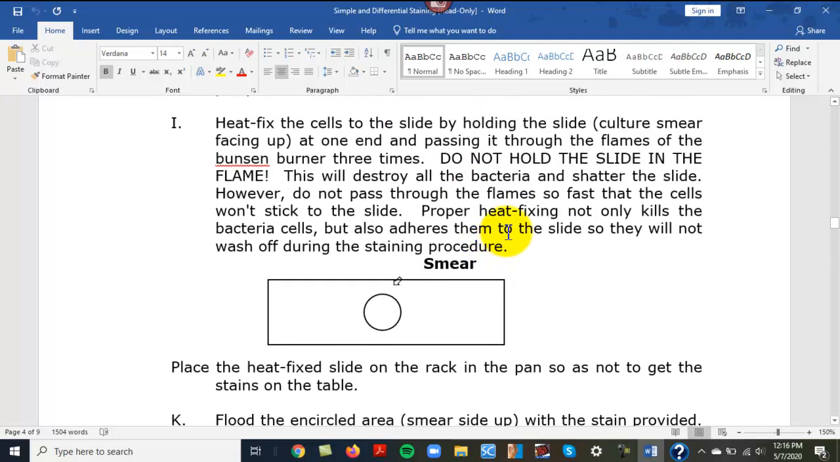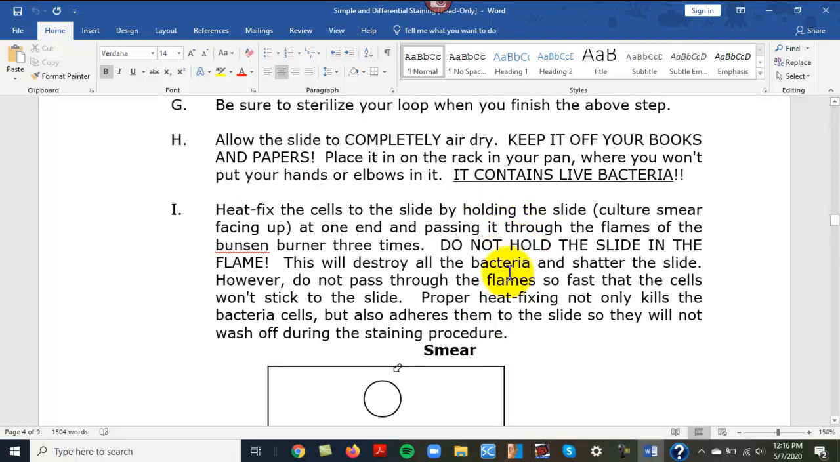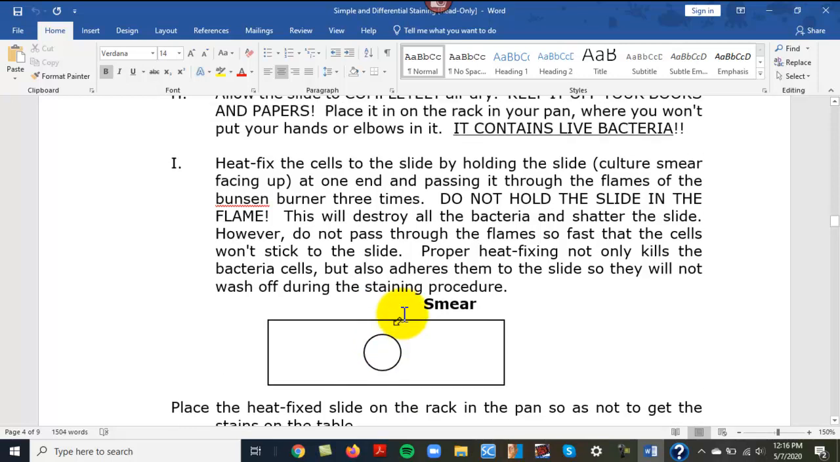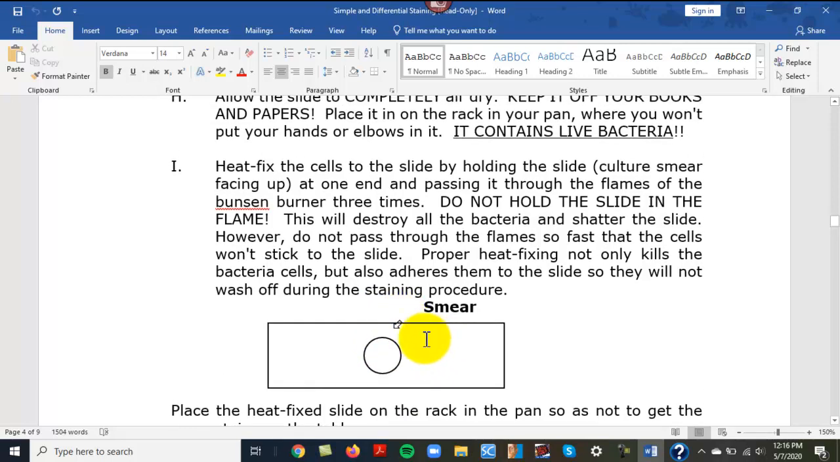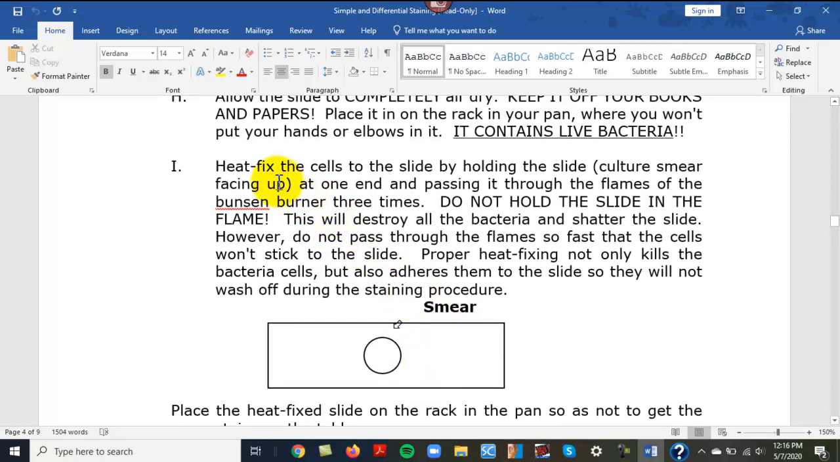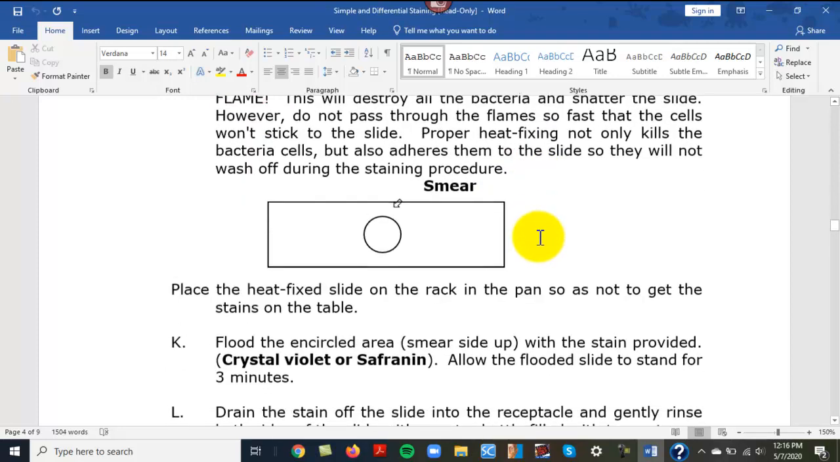By doing that, you would actually take this slide, once it has dried, and there's a video to show you this. Once it's air dried, which takes 10 or 15 minutes, you would then take the slide and gently pass it through the flame in the Bunsen burner. And that does two things. It will kill the cells right here. Not only does it kill the bacteria cells, but it adheres them to the slide so they're not washed off during the staining process. It's a very important step.